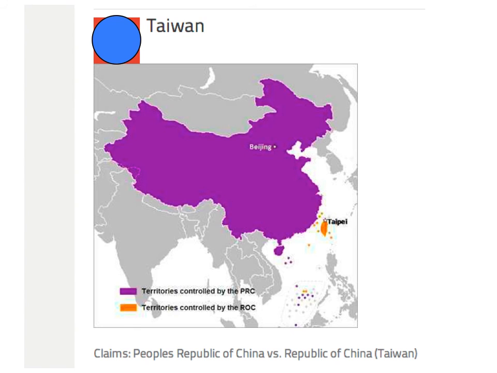Taiwan is another disputed boundary, so Taiwan is claimed by both the People's Republic of China, or the government of mainland China located in Beijing, as well as the Republic of China, which is located on the island of Taiwan. So the Republic of China operates its government on the island of Taiwan, and they claim sovereignty. However, the People's Republic of China also claims sovereignty over Taiwan, despite the fact that they don't have a presence there.